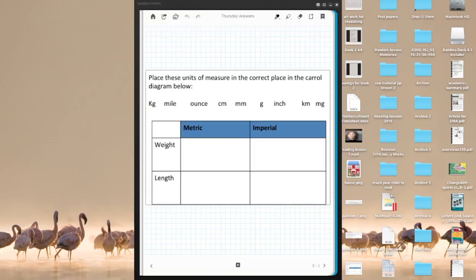And then we're looking for weight or length. So I'm going to go to the first one, kilogram. Is that weight or length? It's weight. Is it metric or imperial? It's metric.